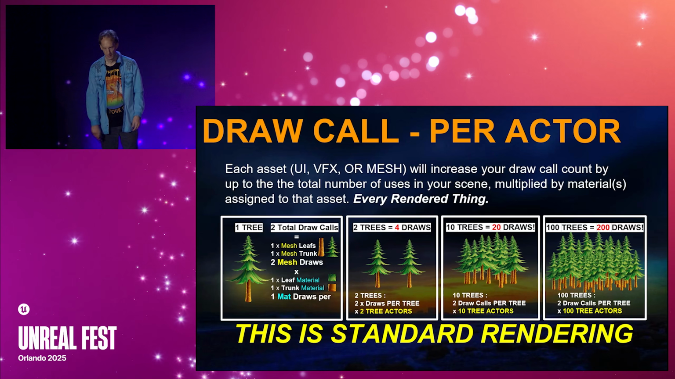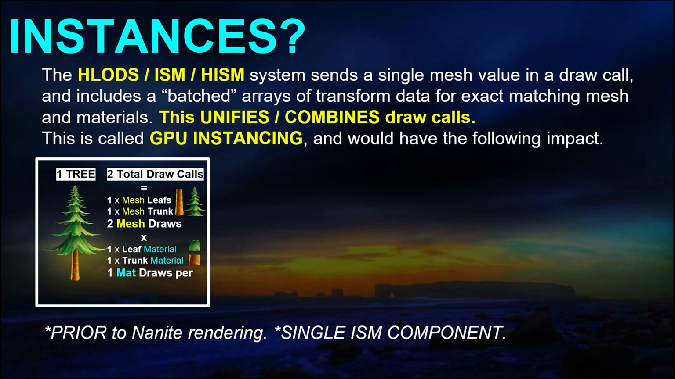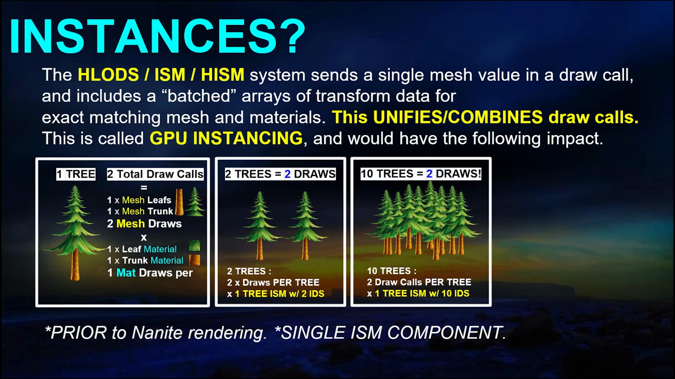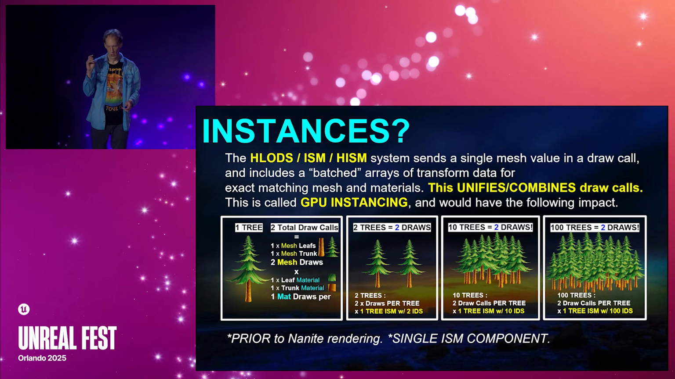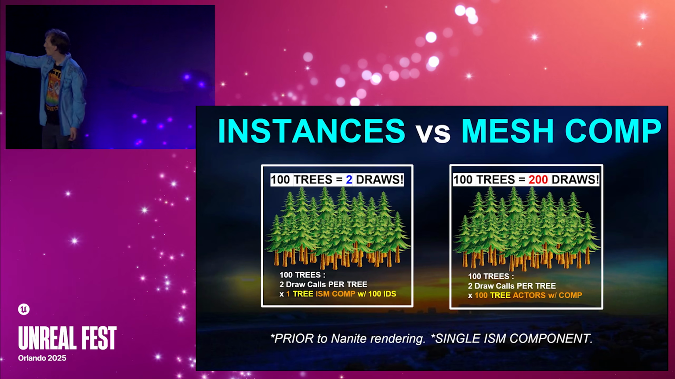How do we improve it? If we go to instancing, with standard rendering, we have all these components. We have 100 trees, 200 components for the 2 meshes. With instances, we have the mesh for the tree and the trunk, and we have the textures, but we're sending in batches of locations, so we just continue to get the same 2 draw calls because we just have 1 component with 2 meshes. Here we're going with 1 ISM on the left for 2 draw calls.